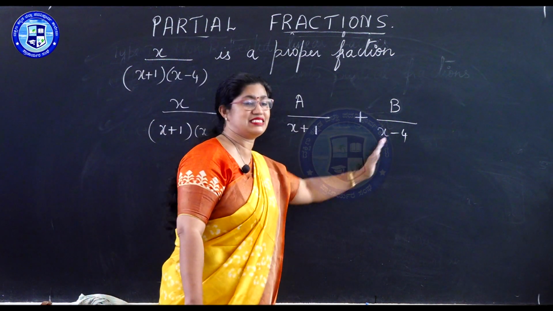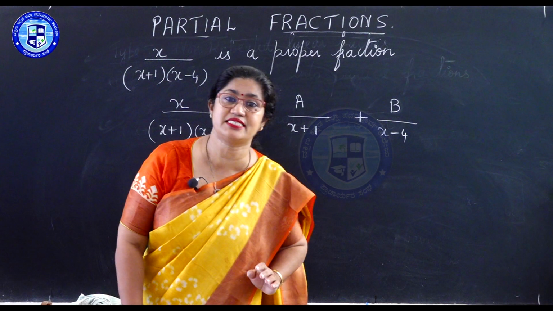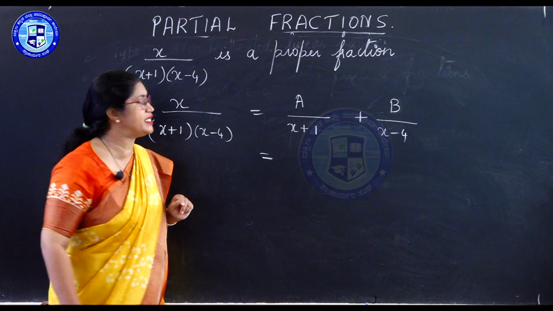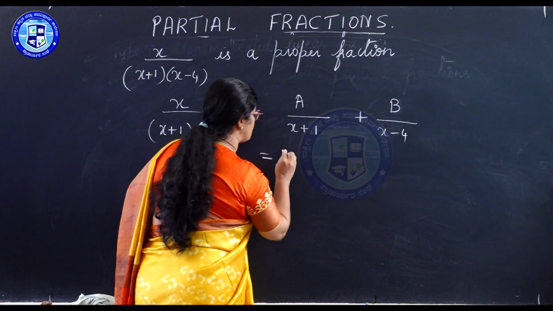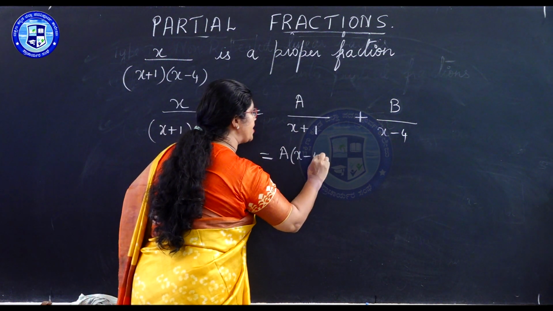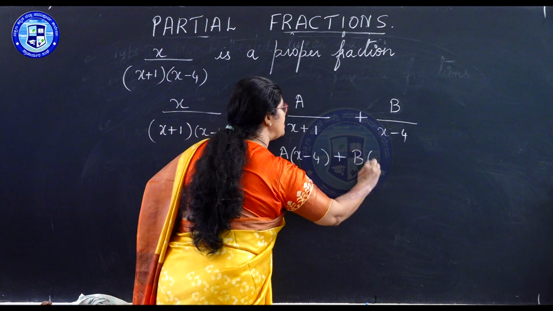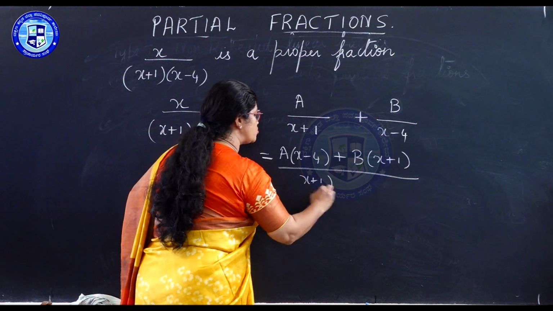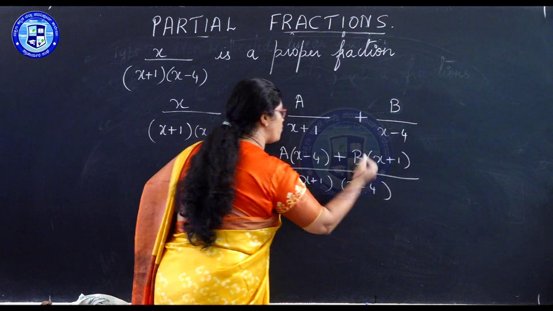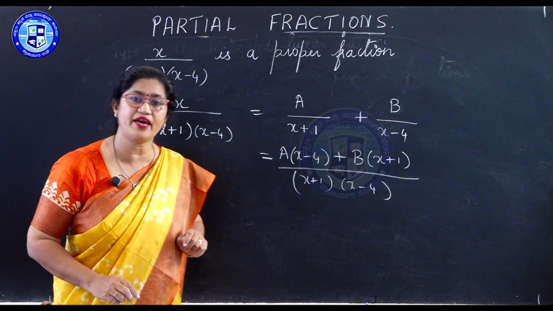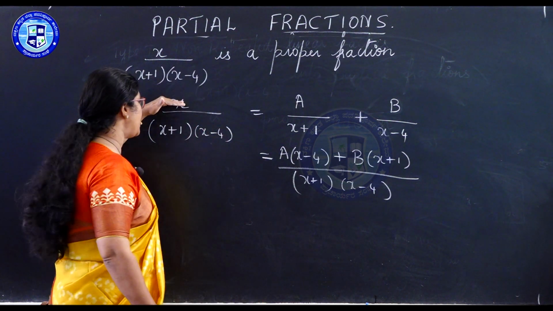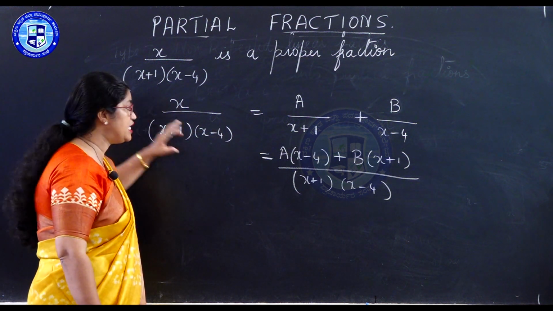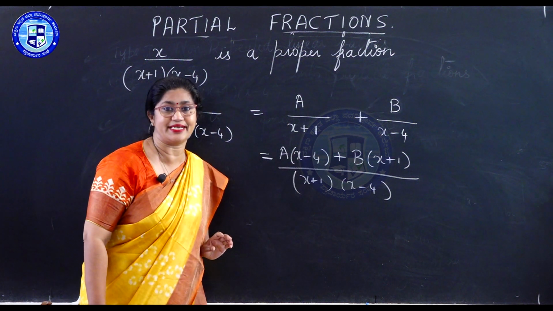Now the right hand side, let me take the LCM on the right hand side. If I take the LCM on the right hand side, it will be a into x minus 4 plus b into x plus 1 divided by x plus 1 x minus 4. Look at this, what we have got on the left hand side is x by x plus 1 x minus 4. This is left hand side equal to this on the right hand side.